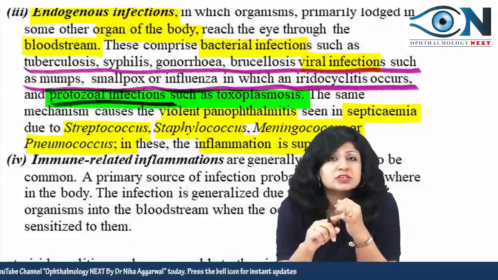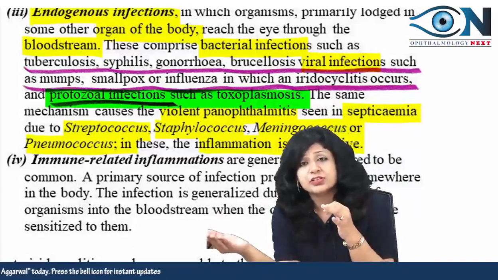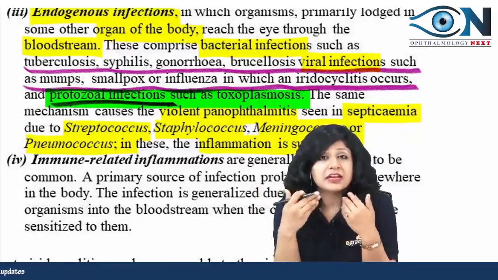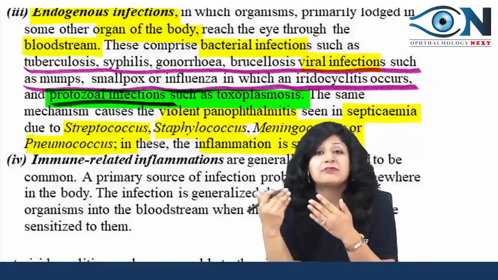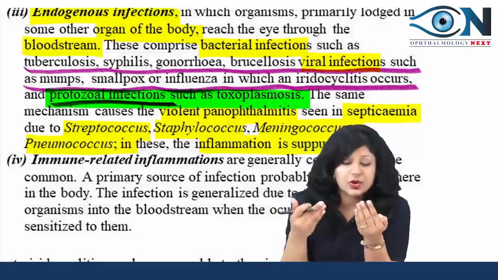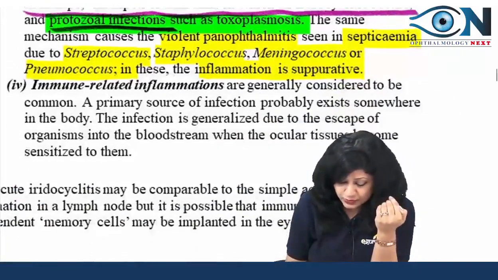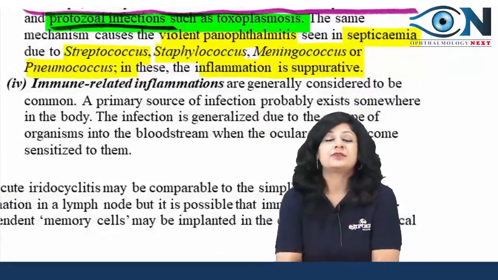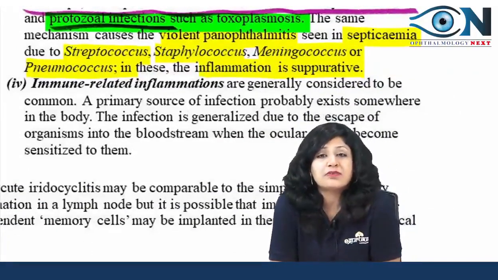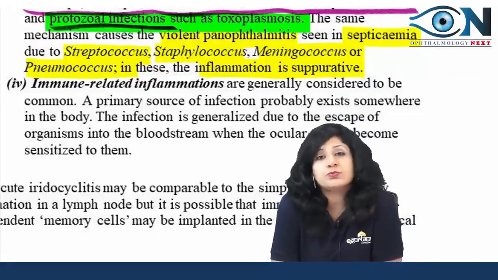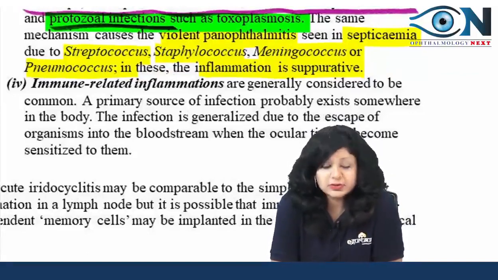It could be tuberculosis, syphilis, gonorrhea, brucellosis. It could be a viral infection. We can have mumps, smallpox, influenza, and we can also have the protozoal ones. Then even septicemia could be there, which is caused by streptococcus, staphylococcus, meningococcus, pneumococcus. So anything could be possible there.